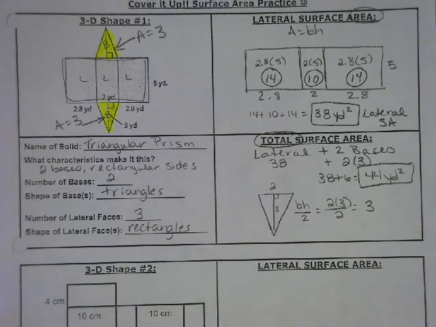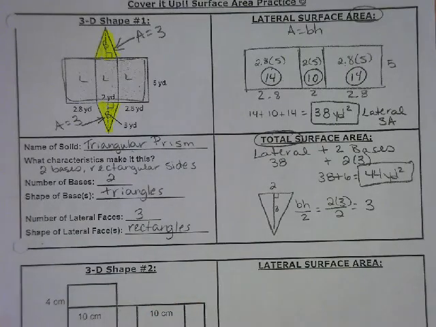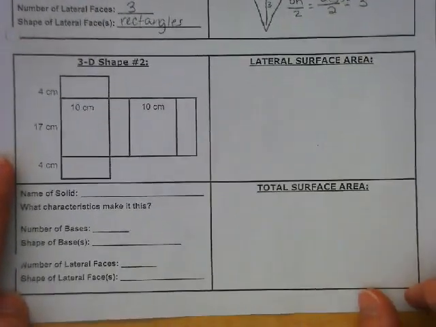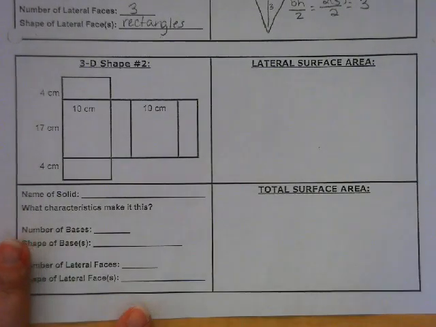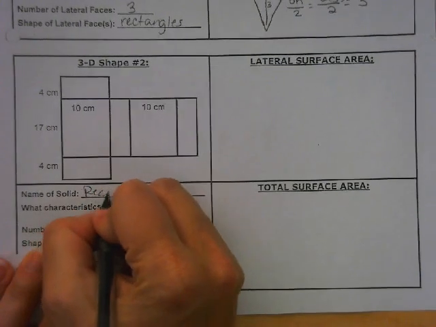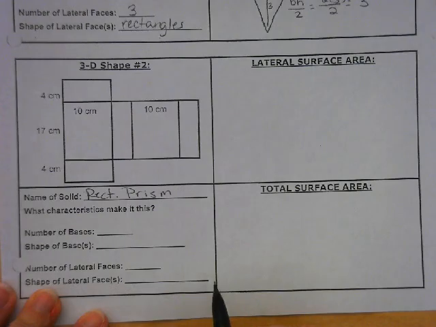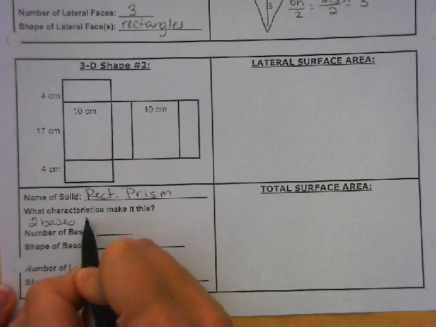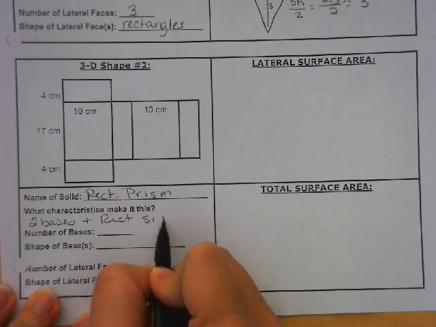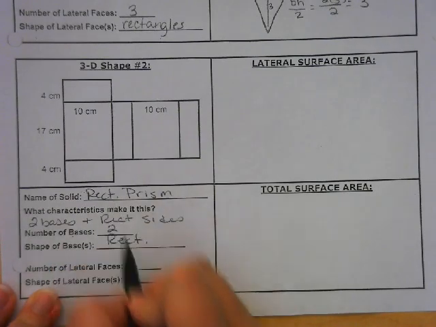Okay. So what I'm going to ask you to do, we're going to fill out on shape number 2, this bottom piece. And then I am going to ask you to try to find the lateral and the total surface area. So what is the name, first of all, of this solid? What do you think it is? You think it's a what? Rectangular prism. Why do we think it's a rectangular prism? Okay, it has 2 bases and rectangle sides. We have 2 bases. The shape of the bases were rectangles. That's why it's a rectangular prism.